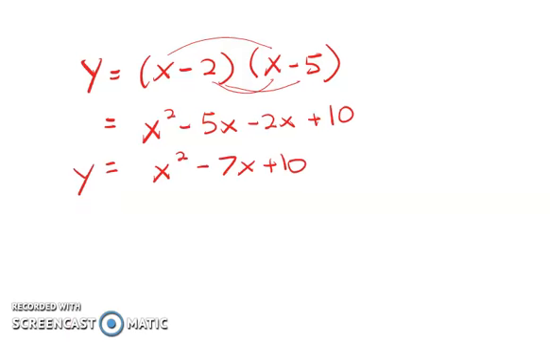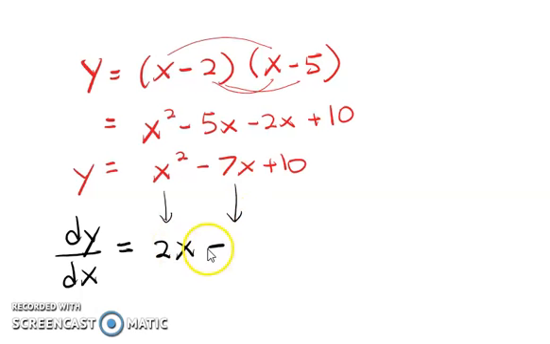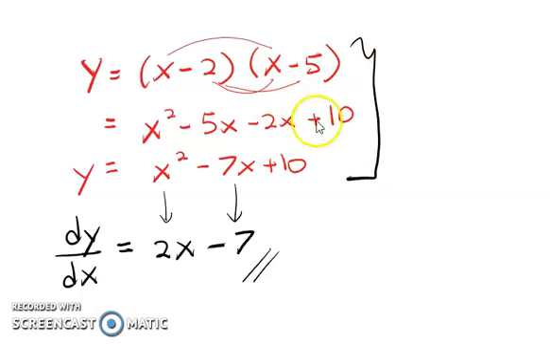So when we differentiate this, we can use the same formula as the first part of this video, and we will get 2x minus 7, and this is your answer. For this type of equation, we can simplify from this form to this form. Alright, now I'm going to show you another example where we cannot simplify.